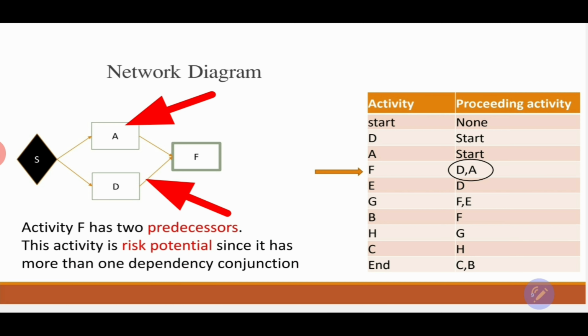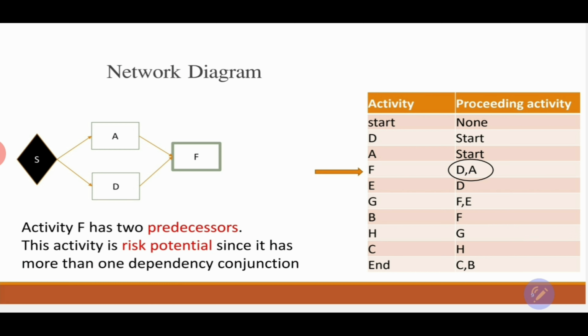And usually the activities that have more than one predecessor, we consider them to be risk potential, since they have more than one dependency conjunction. For administration purposes, for supervision purposes, and that actually increases the chances of this activity to be late and cost more. Why? Because it's depending on more than two predecessors.